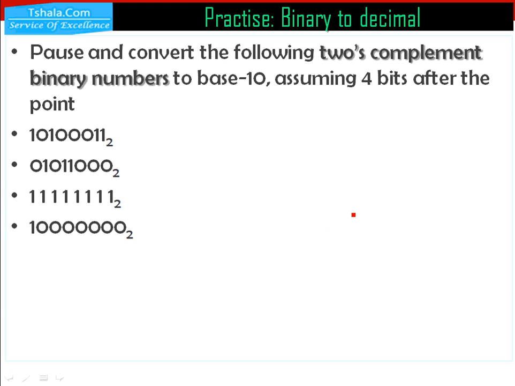Now pause the video and convert the following 2's complement binary numbers to base 10. Now with this one, make sure that, in fact, we do assume that we have 4 bits after the point.